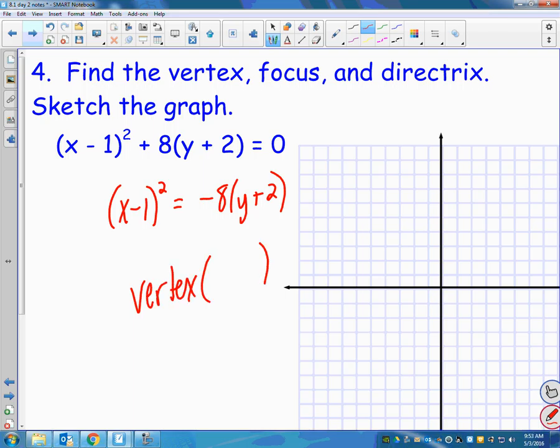H and K, be really careful. Sometimes when Y is first, it's easy to mix those up. But H is with X, and K is with Y, just like with the circle. So opposite signs still, right? So 1, -2. Anybody with me on where I got that? Just like with the circle we did yesterday. So I'm going to graph that. The vertex is 1, -2.